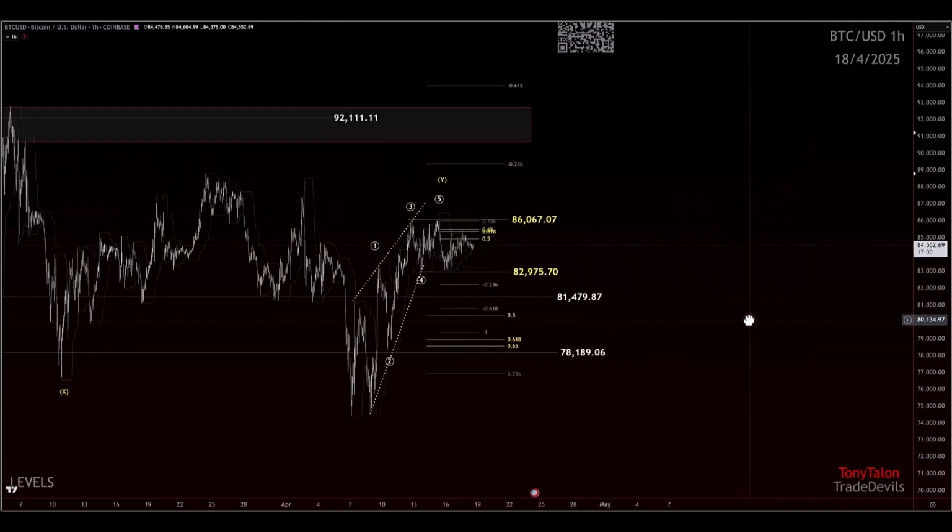All right, that's all I got for Bitcoin. Going to keep this one nice and short. Not a whole lot of new action here. Nothing fun to look at.